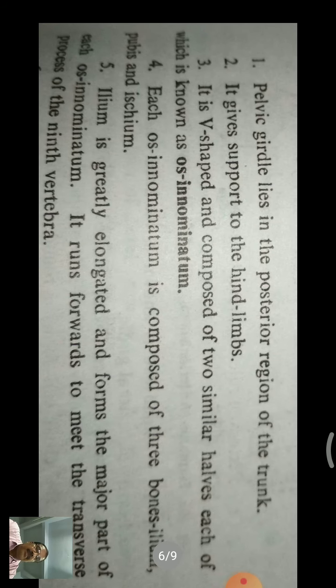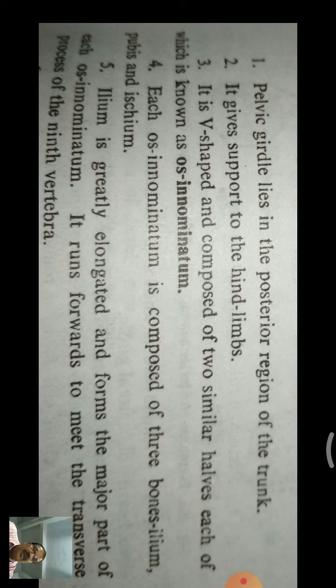Now we will take the pelvic girdle of frog. The pelvic girdle lies in the posterior region of the trunk. It gives support to the hind limbs. It is V-shaped and composed of two similar halves, each of which is known as os innominatum. Each os innominatum is composed of three bones: ilium, pubis, and ischium.